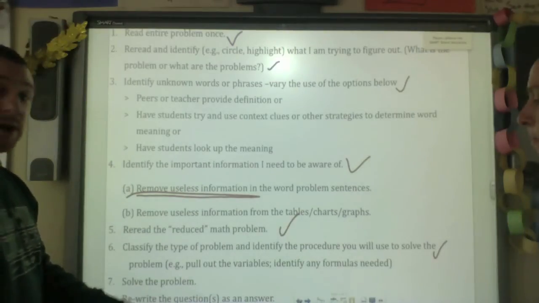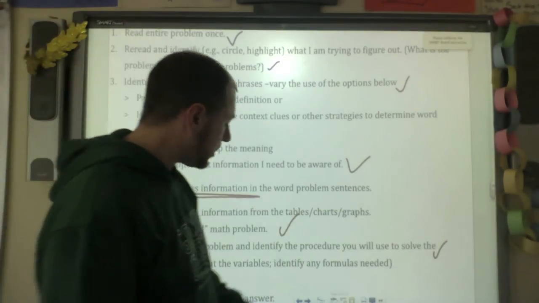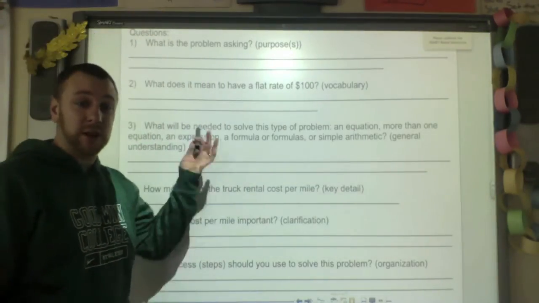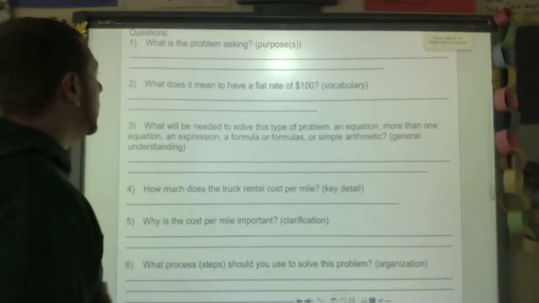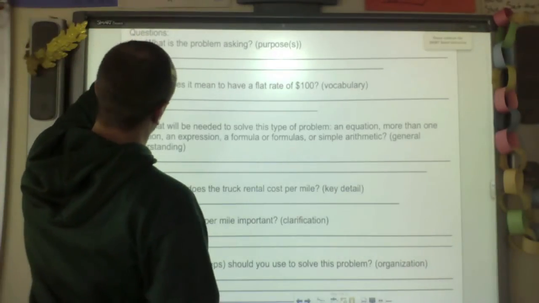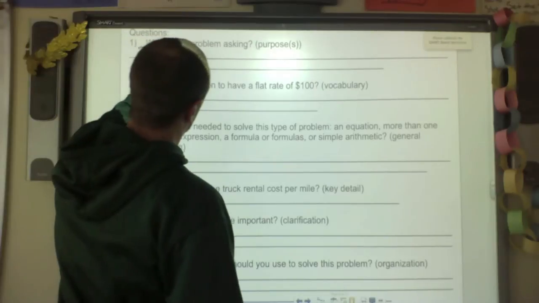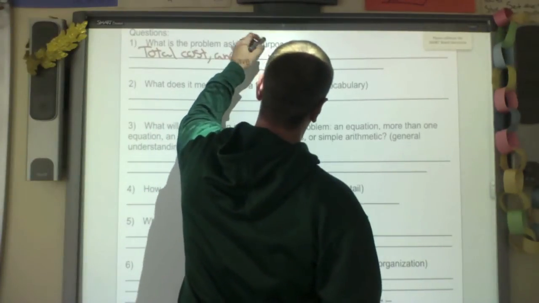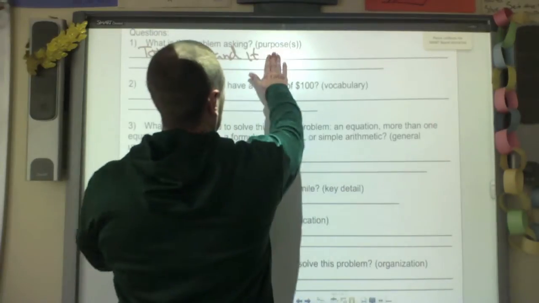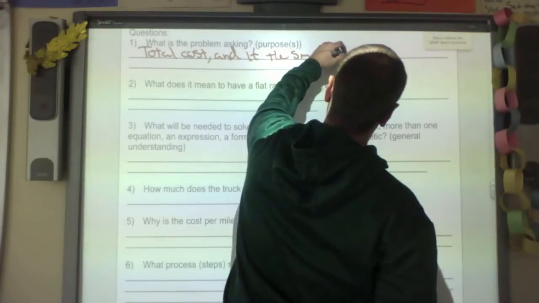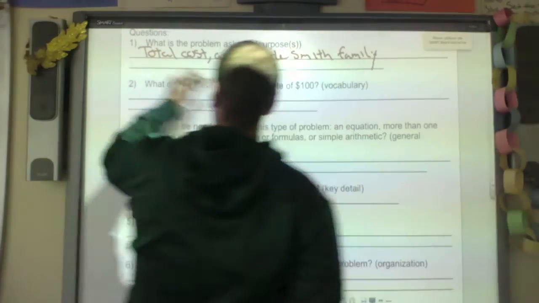So now I'm going to solve the problem. Okay? So what we want to do is we want to kind of ask ourselves these questions. Okay? So, what is the problem asking? Okay? Well, really, it's to find the total cost. And if the Smith family can afford it.